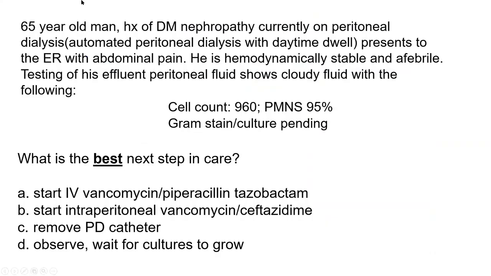All right, so we'll start with the case. 65-year-old man, history of diabetic nephropathy, currently on peritoneal dialysis. Presents to the ER with abdominal pain. He's hemodynamically stable and afebrile. So testing of the effluent peritoneal fluid shows cloudy fluid and the following: cell count of 960 and 95% PMNs, the gram stain pending. What is the best next step in care?